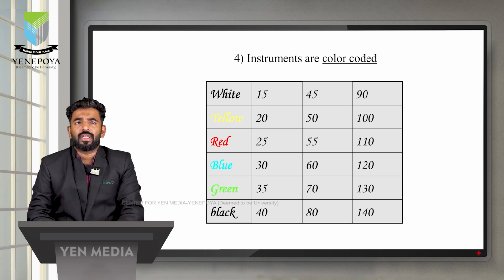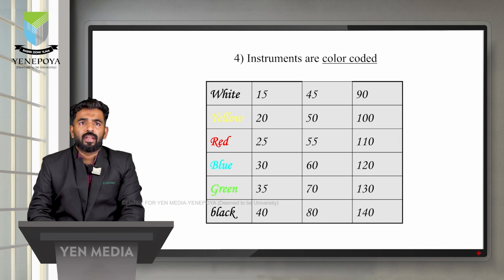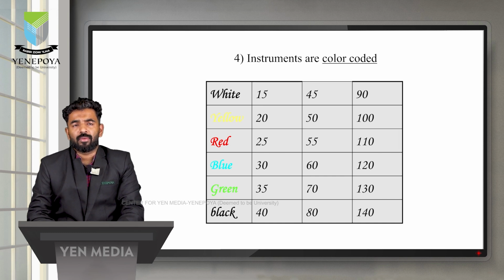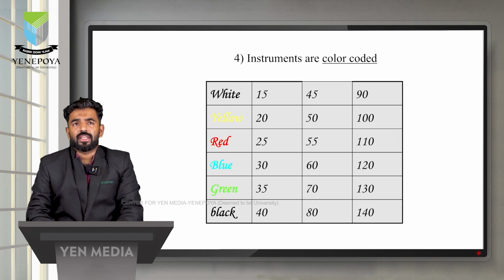The next most important topic is color coding of instruments. There is a set of colors like white, yellow, red, blue, green and black. The numbers 6 and 8 are not shown here. The number 6 file is pink and number 8 is grey. The number 10 file is purple.